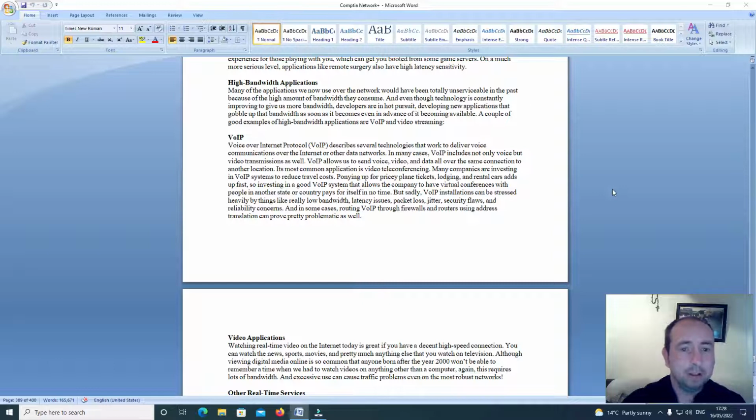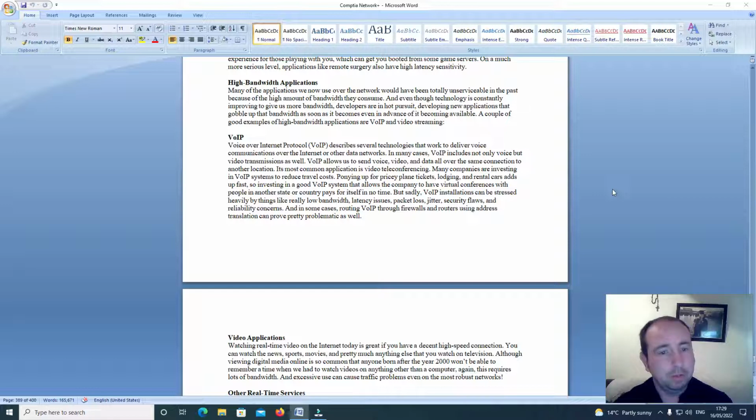High bandwidth applications. Many of the applications we now use over the network would have been totally unserviceable in the past because of the high amount of bandwidth they consume. And even though technology is constantly improving to give us more bandwidth, developers are in hot pursuit, developing new applications that gobble up that bandwidth as soon as it becomes available, even in advance of it becoming available.